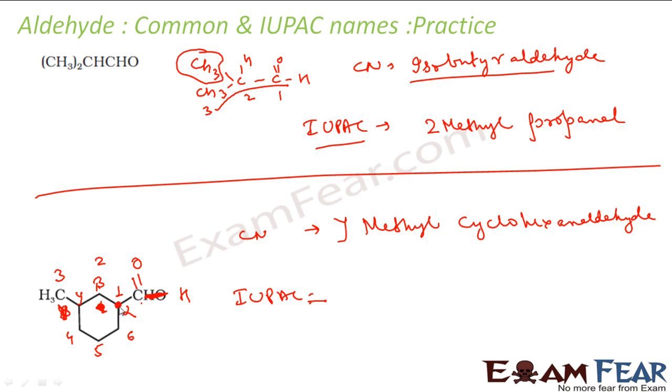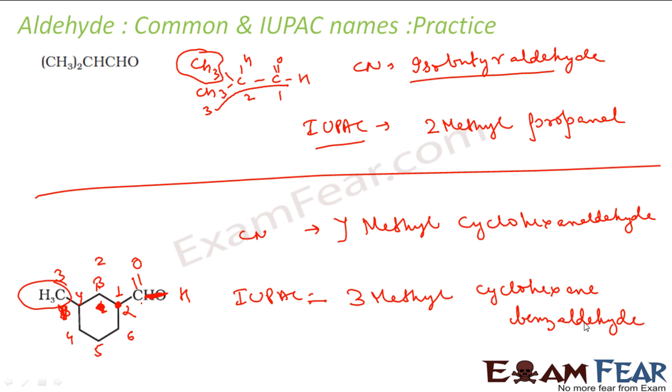So the numbering starts in the ring from the carbon that is nearest to the COH group. In this case, for the IUPAC name, at third position I have a methyl group, so it will be 3-methyl. Then I will have cyclohexane, and we have to append this with carbaldehyde. So it is 3-methylcyclohexane carbaldehyde.